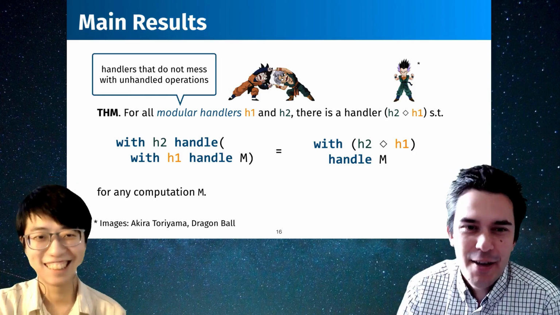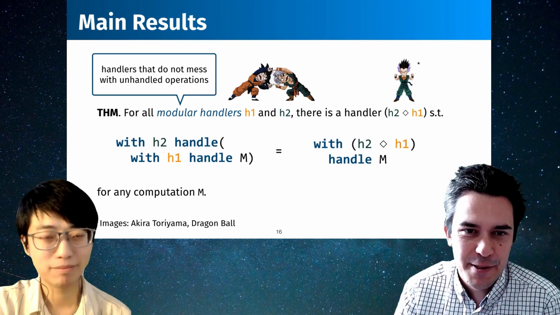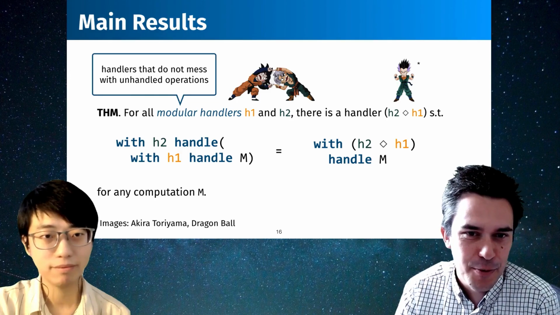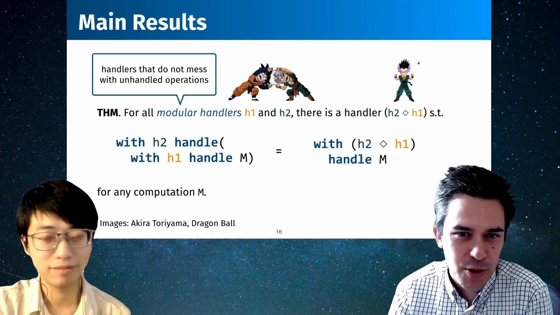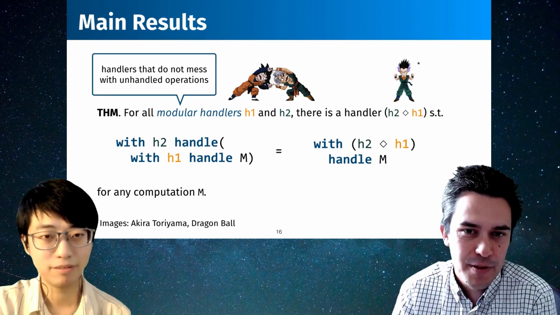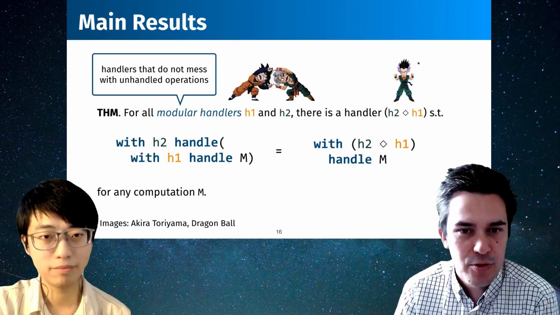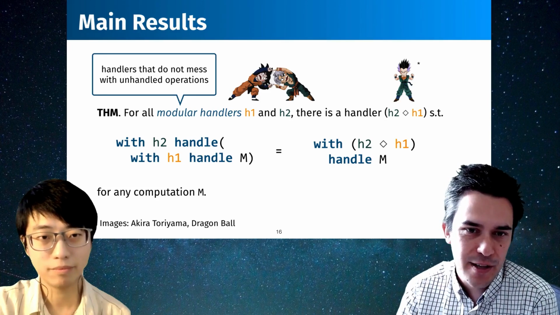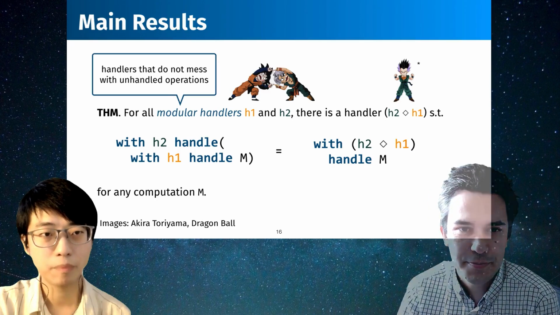Well, never mind. As we explained, in this paper, we reasoned about composite handlers by fusing two handlers into a single, more powerful one, just like two fighters can be fused into a more powerful one in the anime Dragon Ball Z. In the paper, we show for any two handlers H1 and H2, provided they are modular, which roughly means that they don't mess around with the operations that aren't meant to be handled by them, we can fuse them into a single handler, such that handling with the fused handler is equivalent to the sequential composition of handling with H1 and H2.